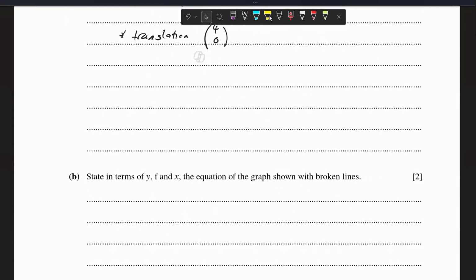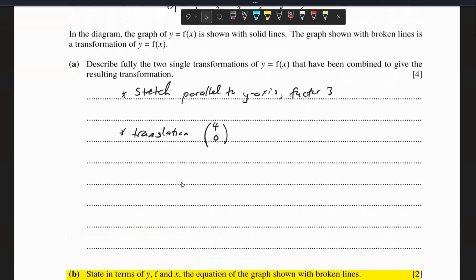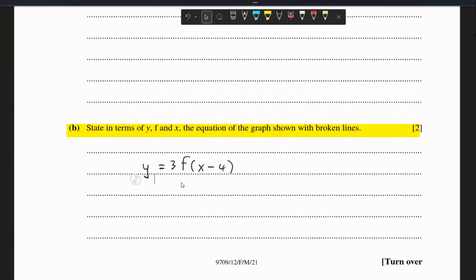So in part B, it says, state in terms of y, f and x, the equation of the graph with broken lines. All right, so this is now easy to do because we are considering the stretch of vector 3, which is 3 of f of x, and the translation of 4 units parallel to the x-axis, positive direction. So it will be x minus 4 for this. So y is equal to 3 of f of (x minus 4). So that's the answer to part B. Let's move on to the next question.